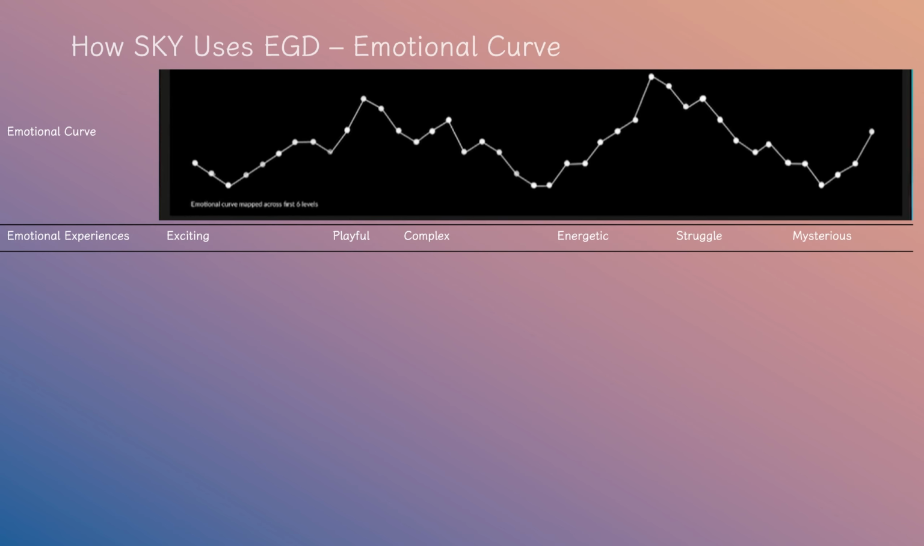So if we see this picture, this emotional curve up and down, you could take it as the whole emotional experiences that the player has had during the whole game. And each part you could take as specific emotional experiences. For example, exciting at the very beginning, and then playful, and feel complex or energetic, then feel struggle and mysterious. How do they achieve this?